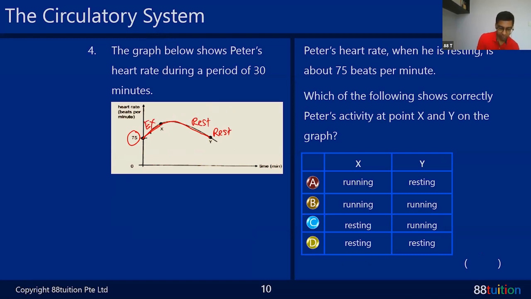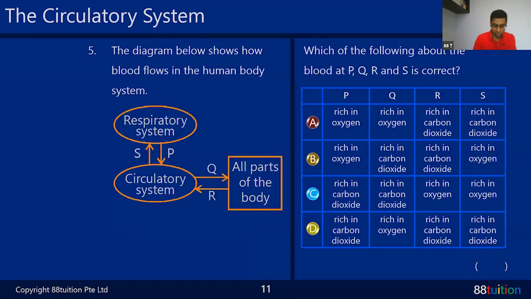Okay, exercise. Peter's heart rate when he's resting is 75. Which of the following shows activity? Very easy, right? At X, he's running. At Y, he's resting. He's not running again, right? So it must be resting. So the answer is A. This one is one of the easier ones.